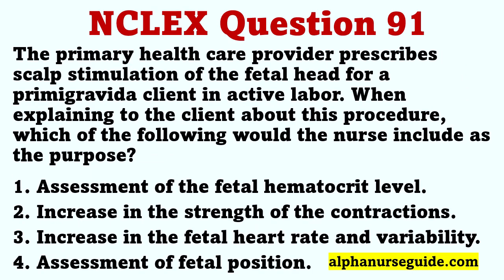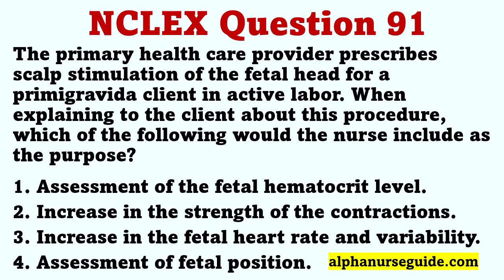The primary healthcare provider prescribes scalp stimulation of the fetal head for a prima gravida client in active labor. When explaining to the client about this procedure, which of the following would the nurse include as a purpose? 1. Assessment of the fetal hematocrit level. 2. Increase in the strength of the contractions. 3. Increase in the fetal heart rate and variability. 4. Assessment of fetal position. The correct answer is 3.